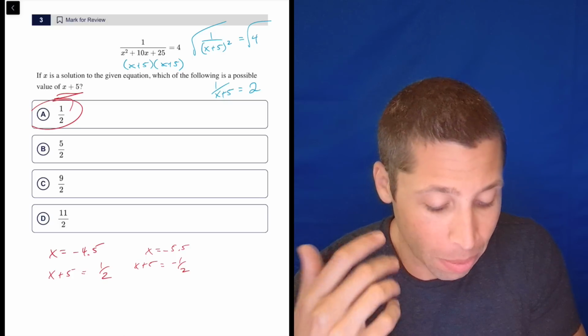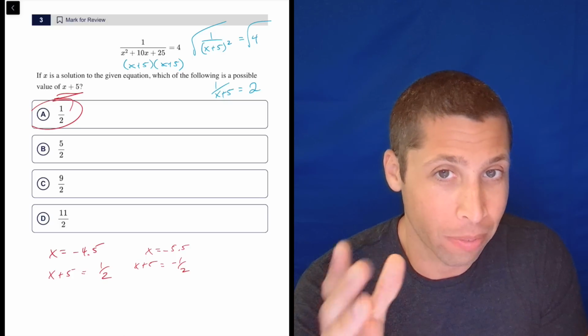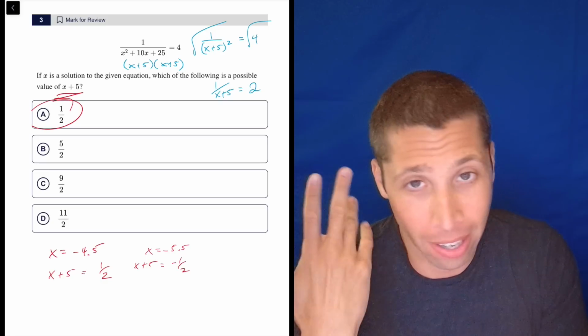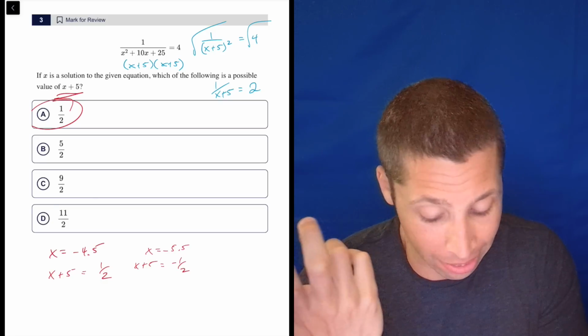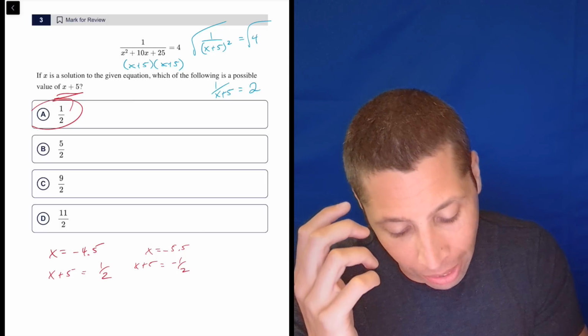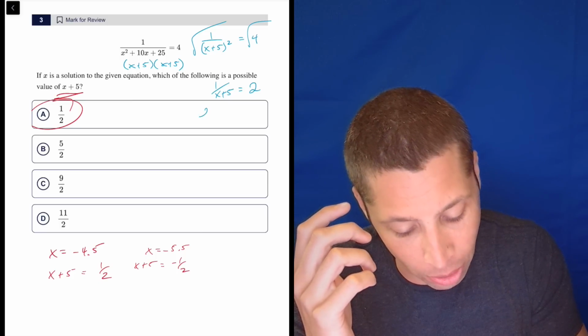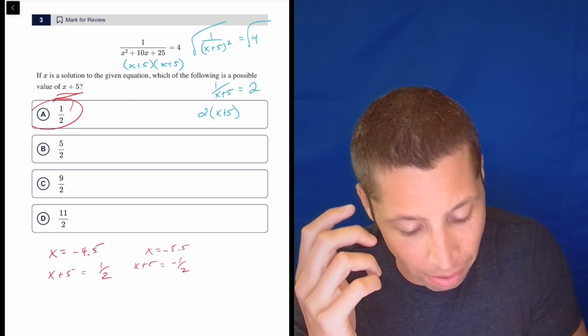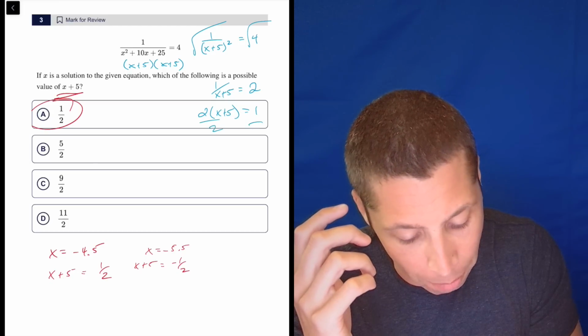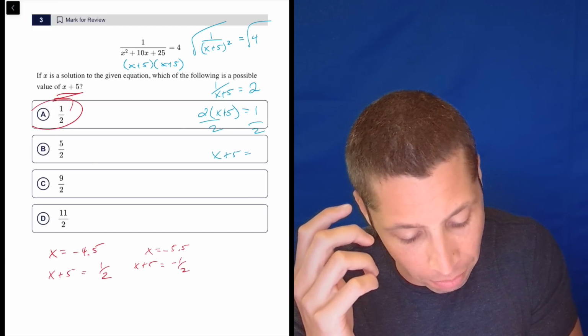And so really, it's like, what 1 over what would give me 2? Now, some people are going to be like, oh, 1 divided by a half is 2. I think that's kind of weird. My brain doesn't work that way, but they can see it. But even if not, we just kind of cross multiply basically. You get 2 times x plus 5 is equal to 1. So divide by 2, x plus 5 is 1/2.